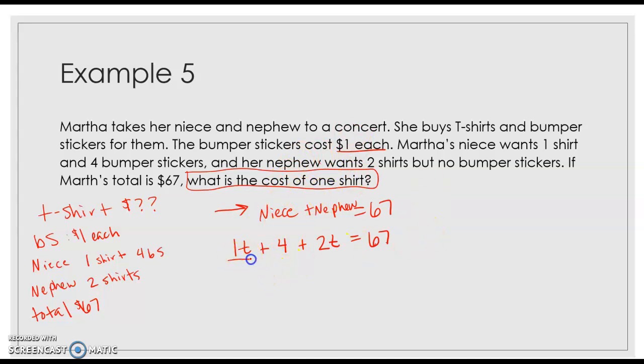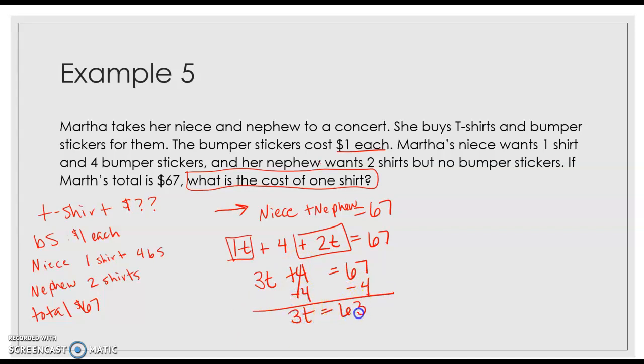So, combine like terms, right? 1T and 2T would be a total of 3 t-shirts and 4 bumper stickers at $67. So now we've got a 2-step equation. I'm going to subtract the $4 the bumper stickers would cost. I'd be left with the fact that 3 t-shirts cost us $63. And divide by 3. So a t-shirt costs us $21 each.